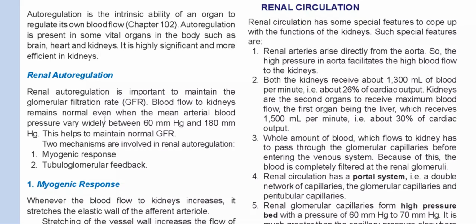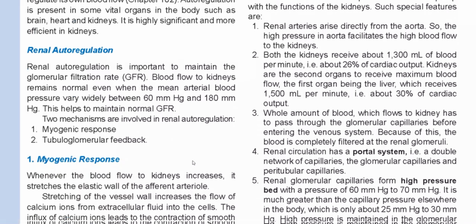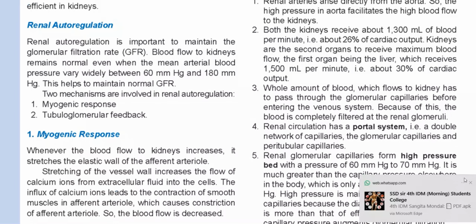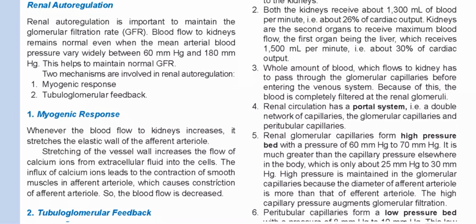Blood flow to the kidney remains normal even when the mean arterial blood pressure varies widely between 60 mmHg and 180 mmHg. This helps to maintain the GFR. So there are two important mechanisms: myogenic response and tubuloglomerular feedback. Both mechanisms we have discussed in earlier cases.